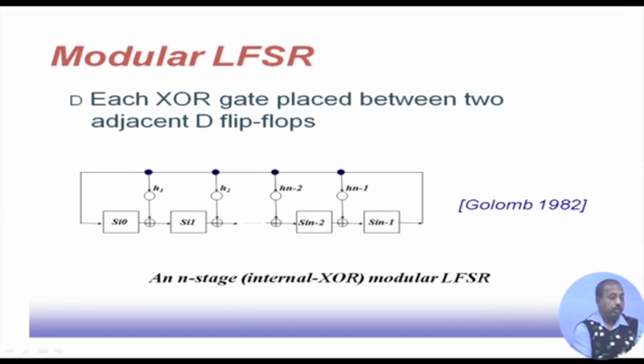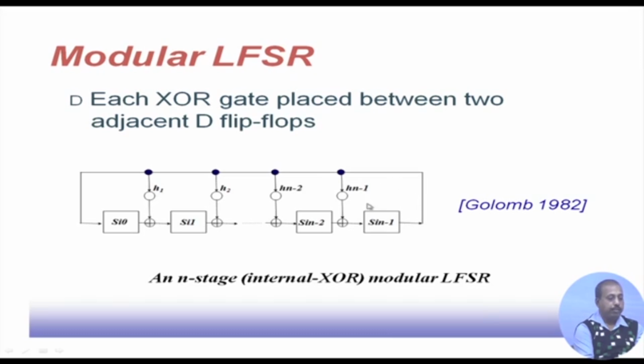Another one is known as modular LFSR. So, in modular LFSR, this XOR gate is placed between two adjacent D flip flops. So, the structure is slightly different. Between two adjacent flip flops, we have got this XOR gate put, and whether this value will be XORed here or not, that is controlled by this switch H 1.